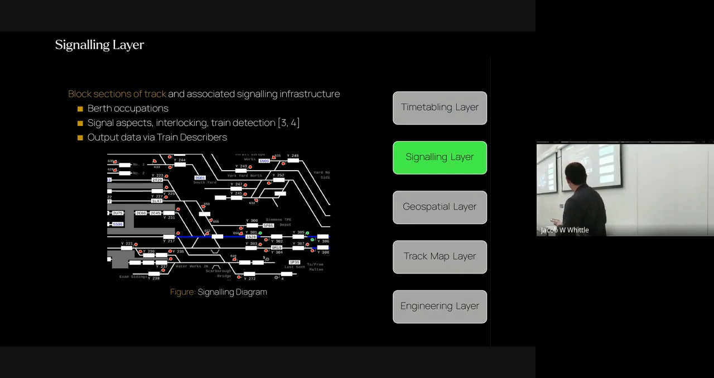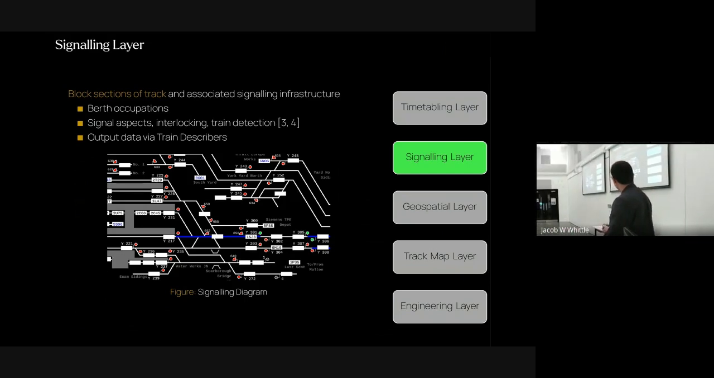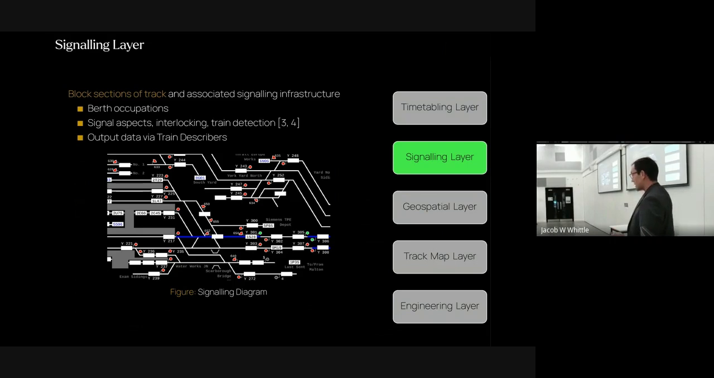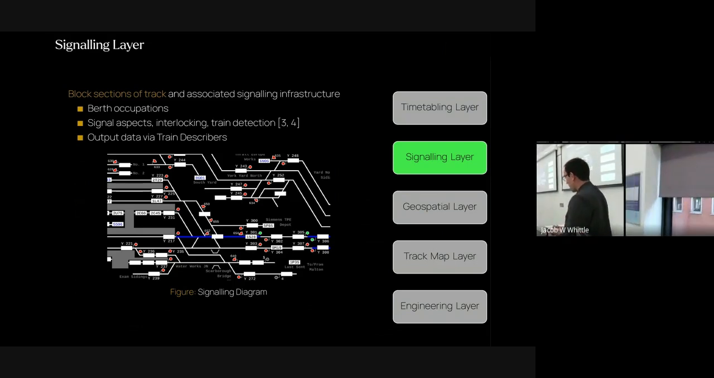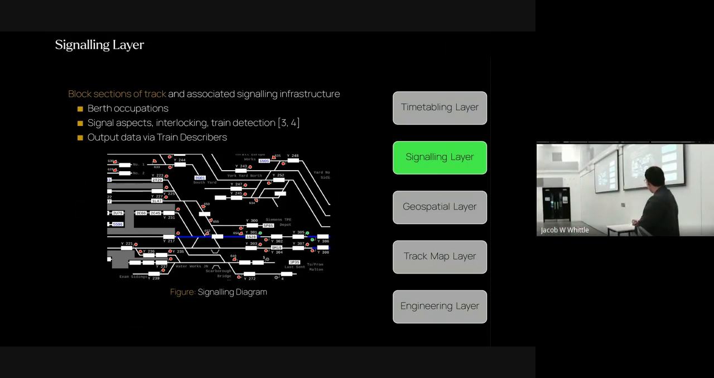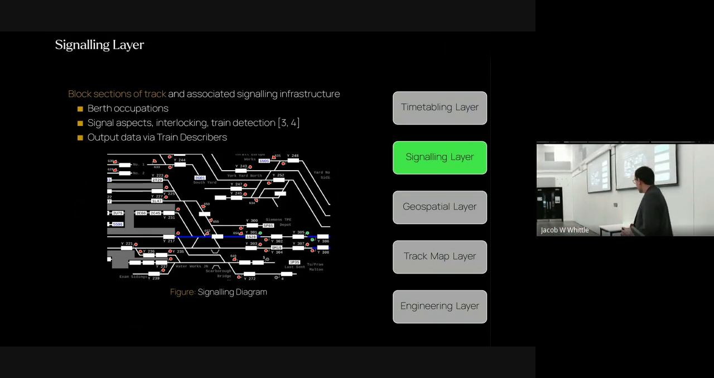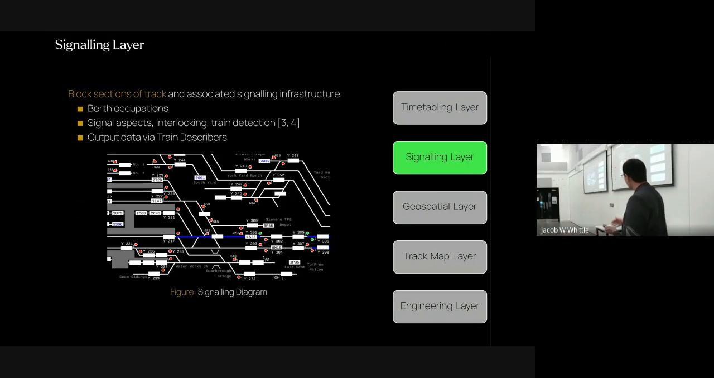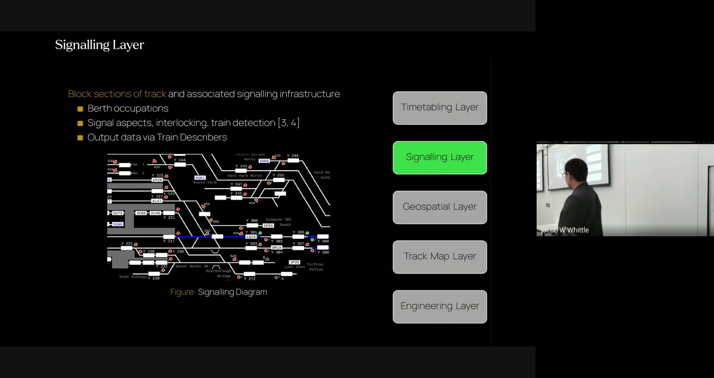And we have train detection systems, track circuits and axle counters, a little bit about track circuits as well, which detect when a train has entered that section. This layer also covers the signal aspects, route set indication, etc. This data is output from the different signaling areas via train describers and reported up to TRUST via a system called SMART. So it actually feeds up to report the times in the timetabling layer. But we can get reports in this layer to the nearest second.